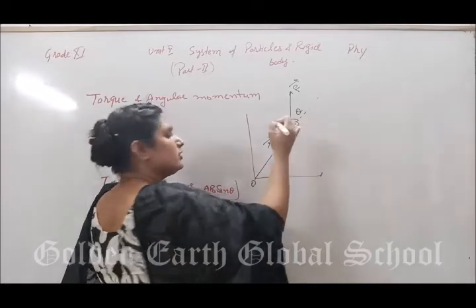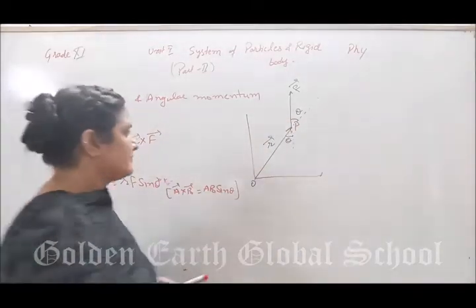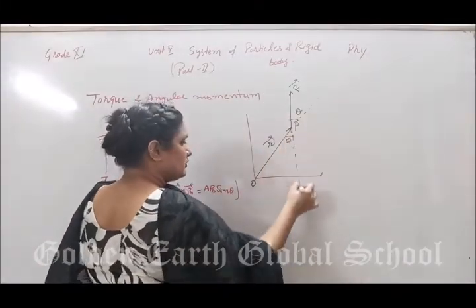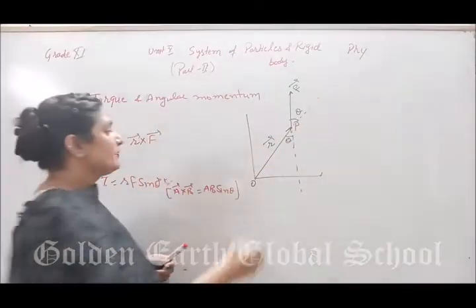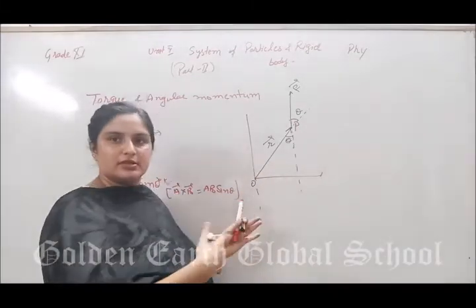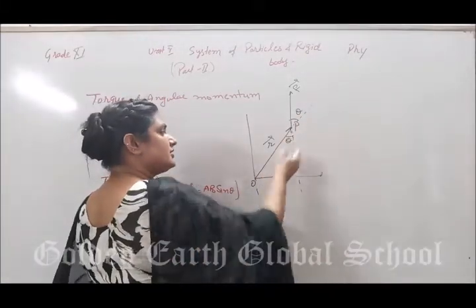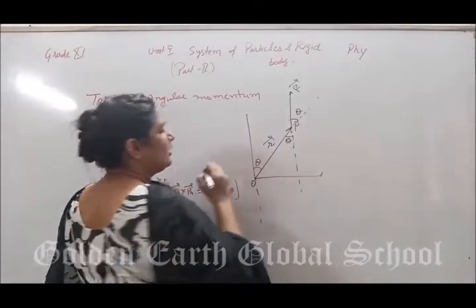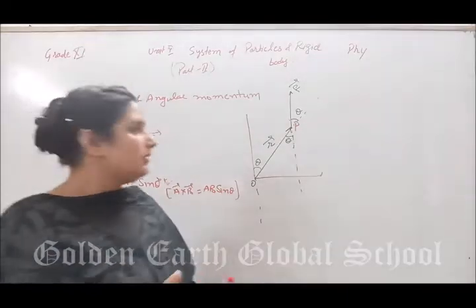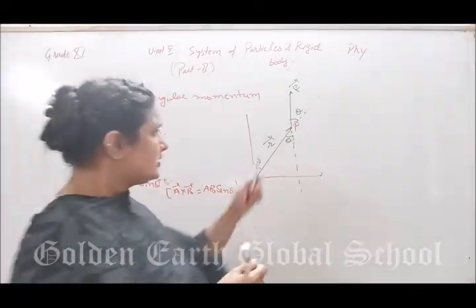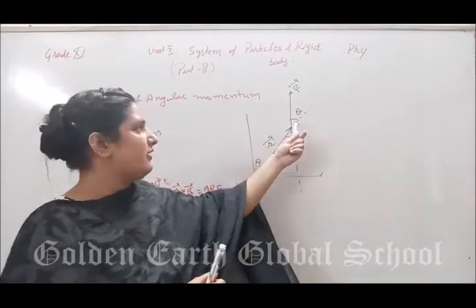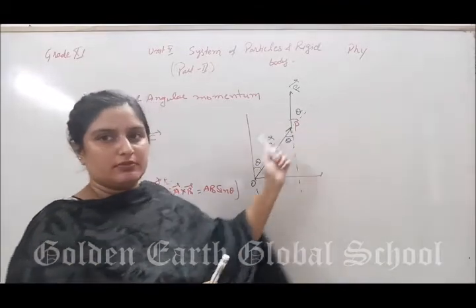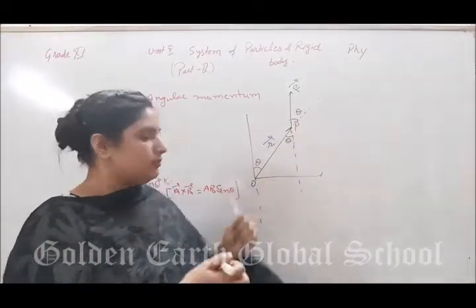Now if I extend it in the backward direction, if this is angle theta, then this will also be theta, vertically opposite angles. If this is angle theta, then this red line and black line are going to be parallel lines, and a straight line is intersecting these. If this angle is theta, then this is also angle theta, that is the alternate angles. Clear? Now this is the force F, making an angle theta with the direction of the position vector R.